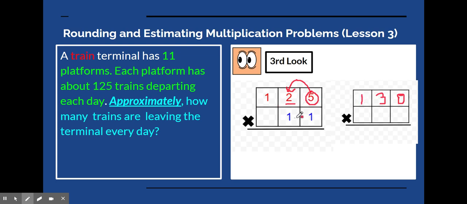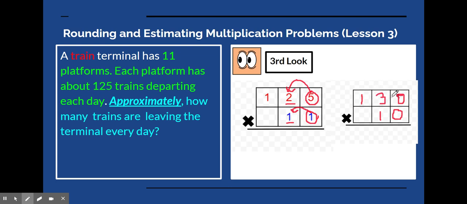Now let's round 11. This one is in the tens place. We look at the number to the right, which is a 1. 1 is less than 5, so this one is going to stay the same. So 11 rounds to 10. Now that we have our estimated factors, now we can multiply.